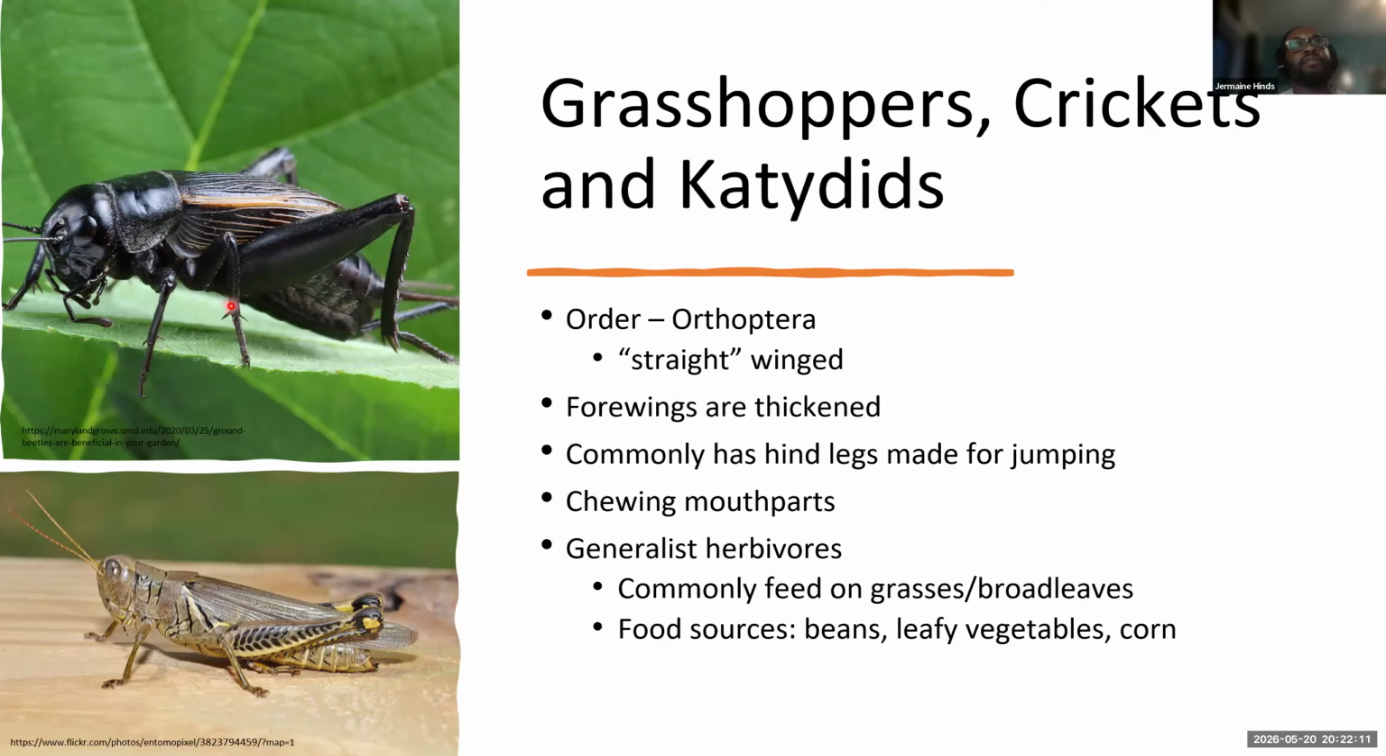Remember we said morphological characteristics are about appearance, right? So grasshoppers, crickets, and katydids tend to have this large jumping leg. They're generalist herbivores, so they have chewing mouthparts to tear up plant vegetation, leaves, and crops. They commonly feed on grasses and broadleaves, your beans, your leafy vegetables, and corn. But in a previous slide, we saw a spider eating one of these, right? So it's showing that system going on.